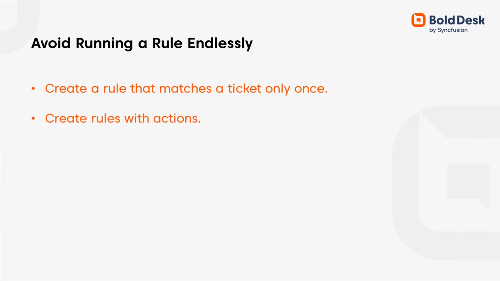You should also ensure the following things to avoid running a rule endlessly. Create a rule that matches a ticket only once. Create rules with actions that change the values of the ticket properties specified in the condition so that the condition will be false when the rule is executed again on the same ticket.